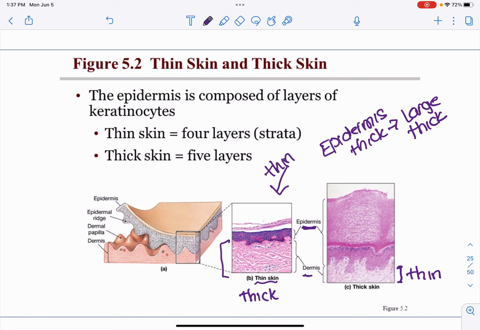So please make sure that you understand what layers are increased in thick and thin skin in terms of the epidermis as well as the dermis. I don't want you to get fooled here. This sometimes is a harder concept for students, and I don't want you to miss this. So please take a look at the thickness of both the epidermis and the dermis in both thin and thick skin. And then we will follow up in the second part of this lecture talking about hair follicles and sweat glands.